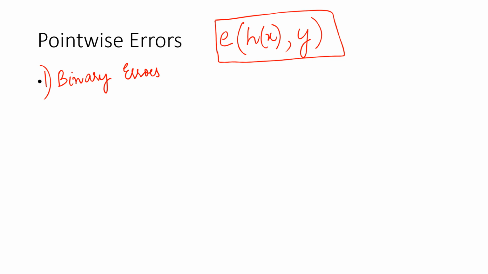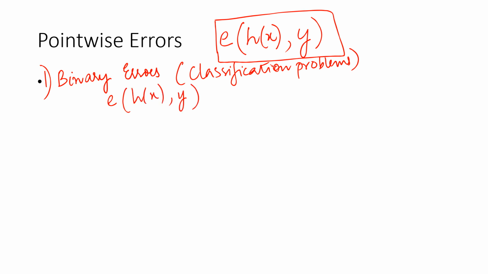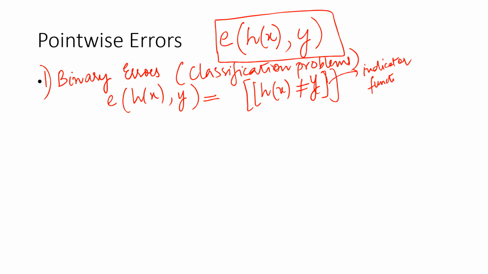So this is mostly used for classification problems. Let me write that down. Classification problems. And the way we write it mathematically is that for binary errors, e of h of x, y is basically the indicator function. The indicator function is really a count of this yes or no of the disagreement, because remember, this has to be y. This inside is the indicator function, just so that it does not create any confusion. This is the indicator function, and we are essentially counting the disagreements.